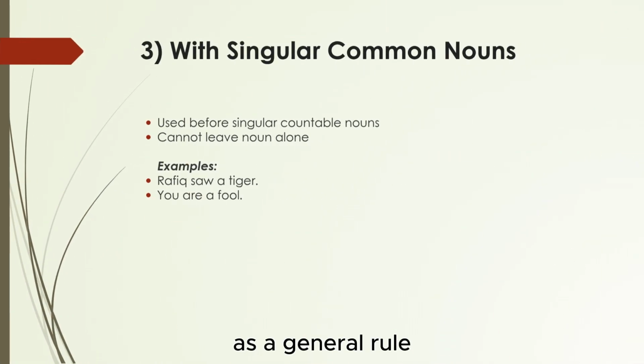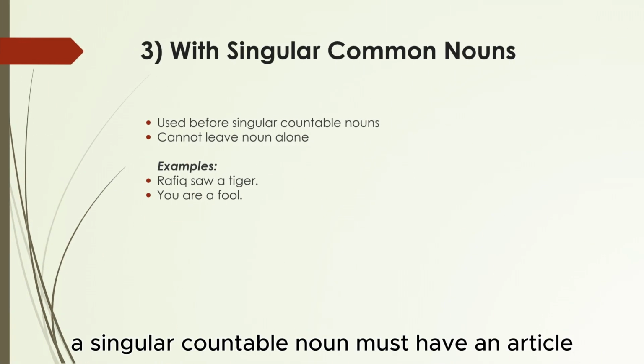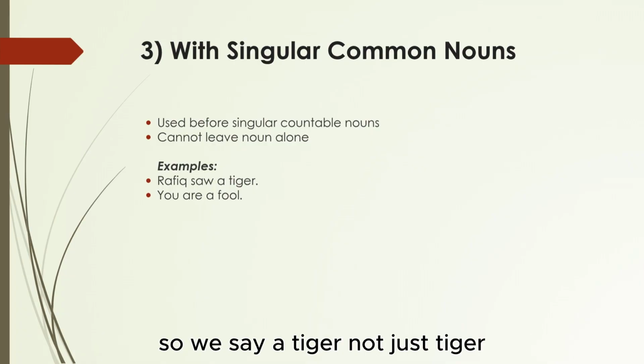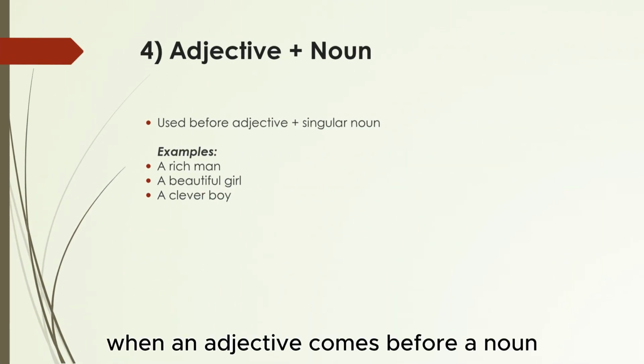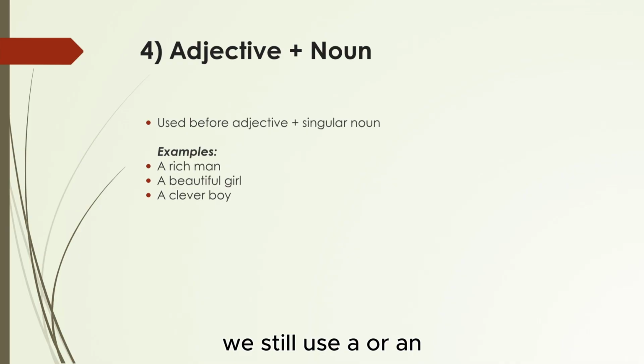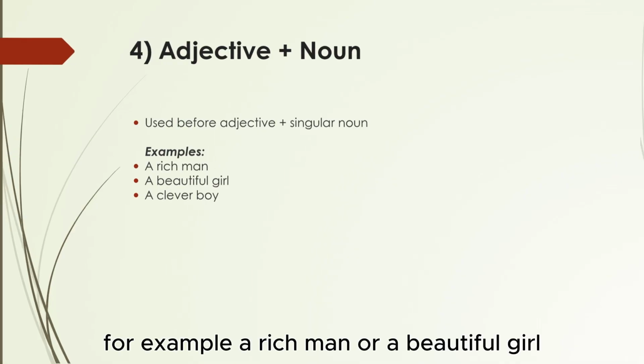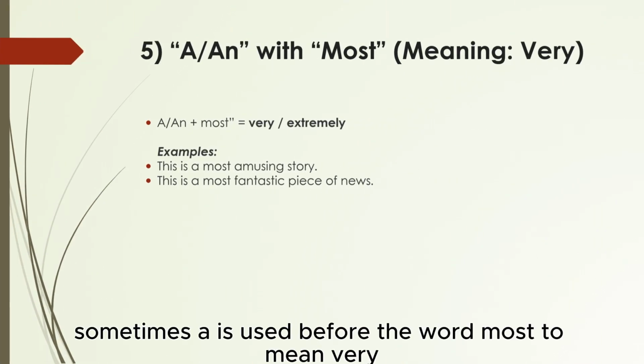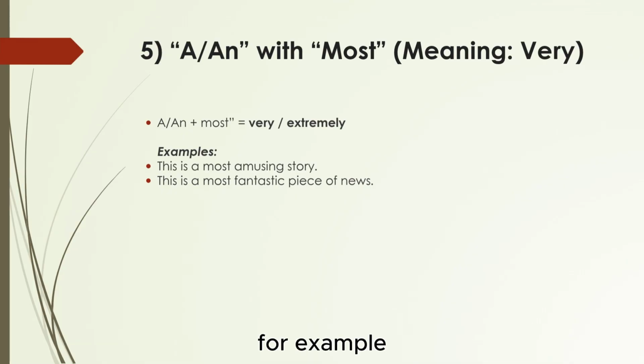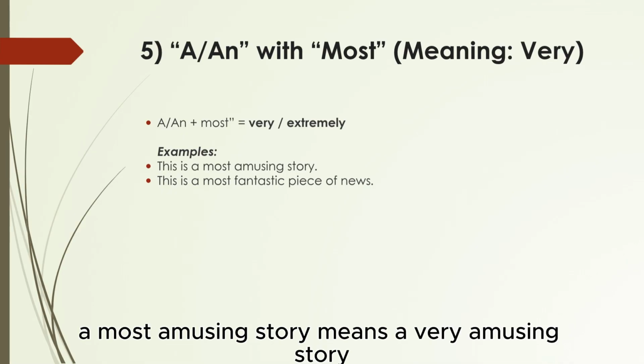As a general rule, a singular countable noun must have an article, so we say a tiger, not just tiger. When an adjective comes before a noun, we still use a or an. For example, a rich man or a beautiful girl. Then sometimes a is used before the word most to mean very. For example, a most amusing story means a very amusing story.